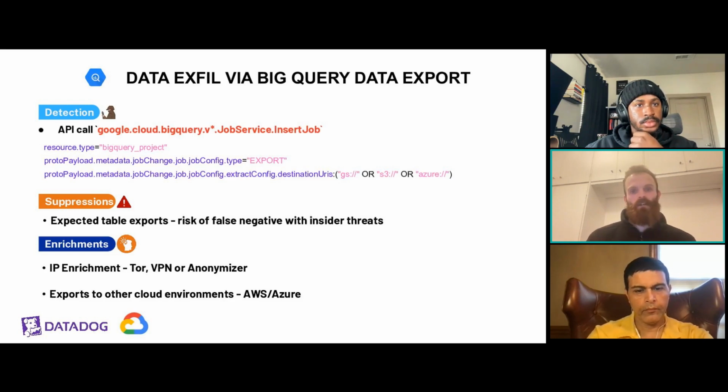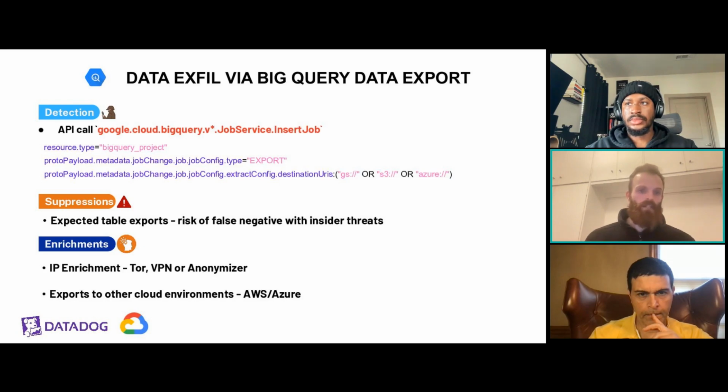My recommendation here is that you'll likely see it with Google Cloud Storage, and what you can do is use a lookup table or some type of reference table to filter out cloud storage buckets that your organization owns. By doing that, you should be left with whatever type of signal fires then should be relatively interesting to you. And again, exports to other cloud environments like AWS or Azure should probably be quite interesting, especially if you don't do it. And then IP enrichment, again, can be super helpful for filtering out some noise.